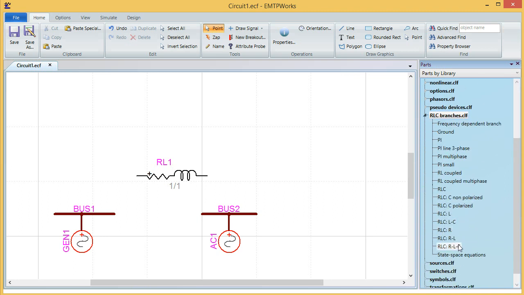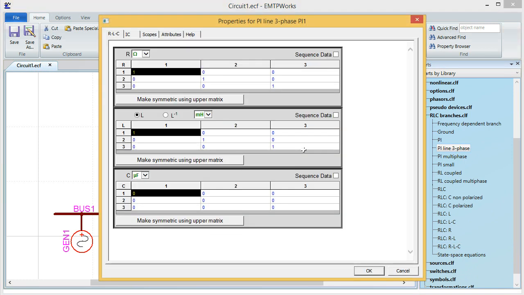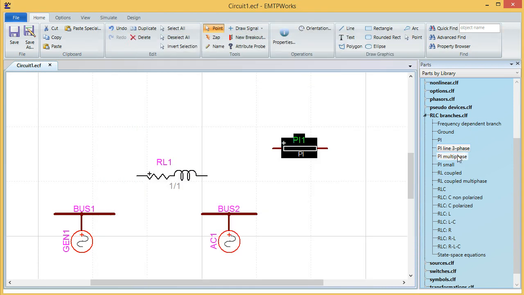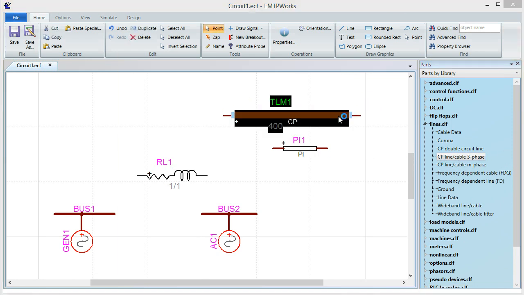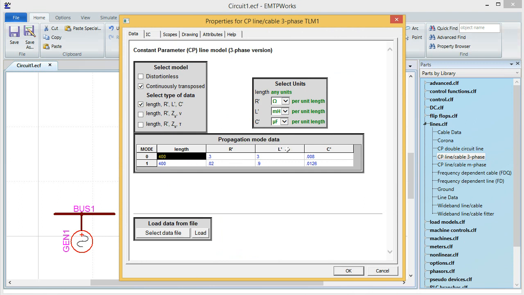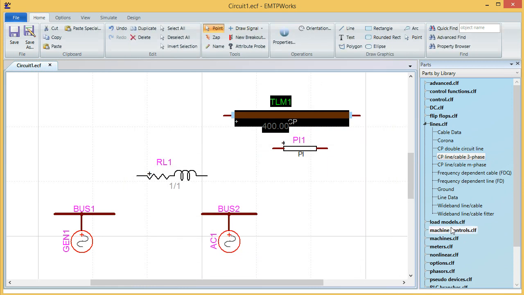For example, the RLC branch is not going to be right, because in transmission lines C is not in series with R and L, so this is not the right option to use. But you can use this one, which is the pi structure of the transmission lines. Or you can use the CP line 3-phase, where you can also determine the value for RLC.